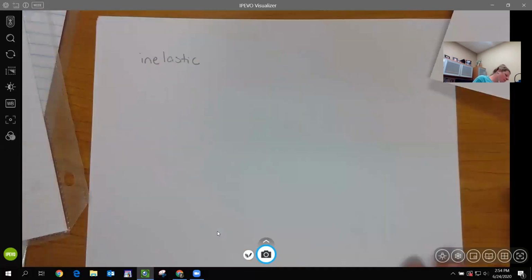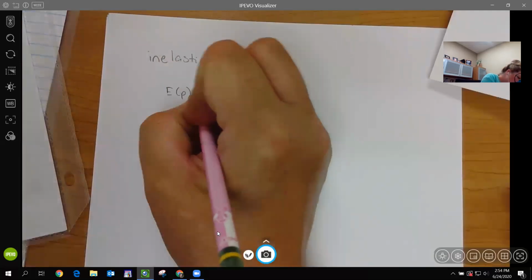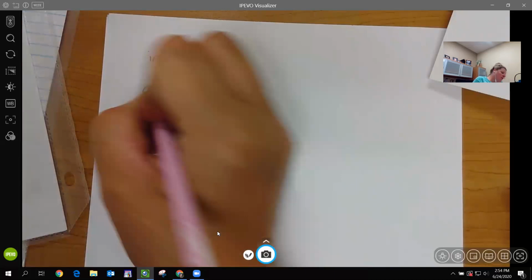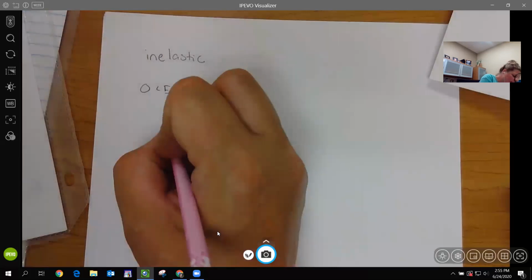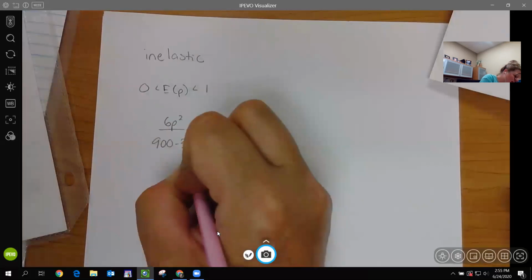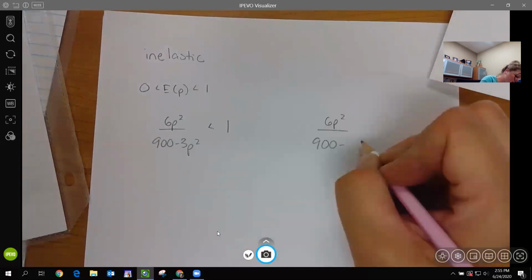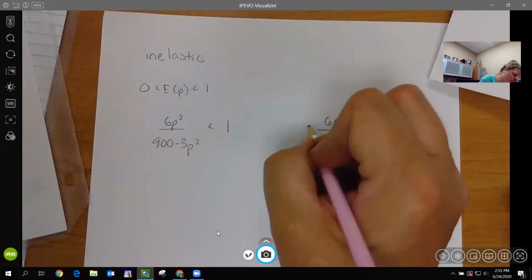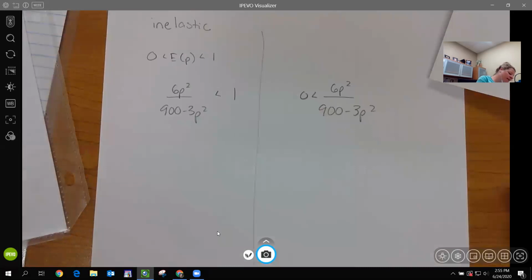Inelastic is going to be where you're between 0 and 1. So my E of P is between 1 and 0. I like to separate these. So I'm going to have my 6p squared over 900 minus 3p squared, where is that less than 1? And I'm going to have my 6p squared over 900 minus 3p squared, where is that greater than 0? So I'm going to separate them like this.